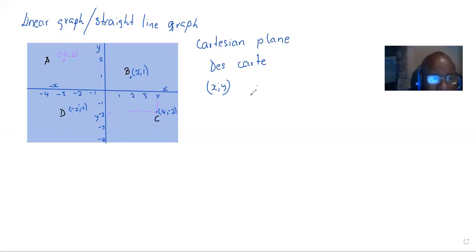Now, if I join AD, I will have a line. If I join AB, that will be a line. If I join BC, that will be a line. If I join DC, that will also be a line. Let's join these points, just as you have said.